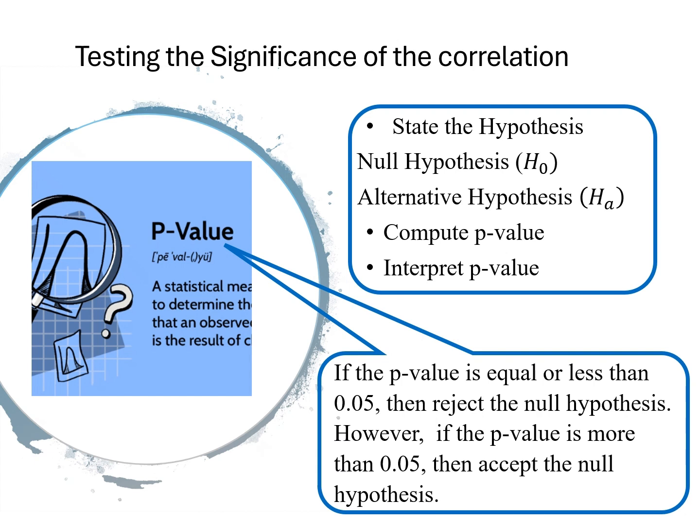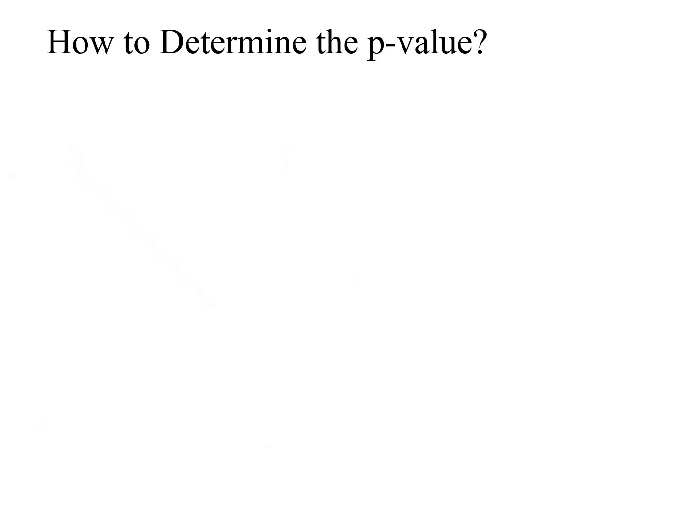However, if the p-value is more than 0.05, then we accept the null hypothesis. This means that our observed correlation is likely due to chance, and there is not enough evidence to conclude a significant relationship in the population. In summary, the p-value provides a probabilistic basis for deciding whether our calculated Spearman's rho represents a genuine relationship or just a random occurrence in our sample.